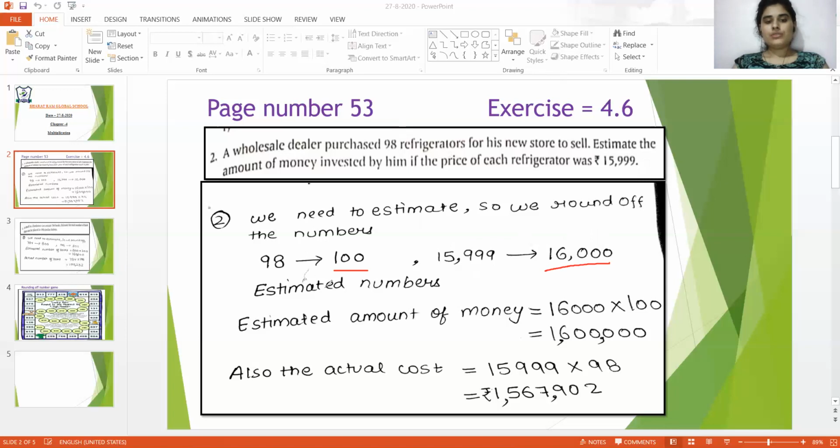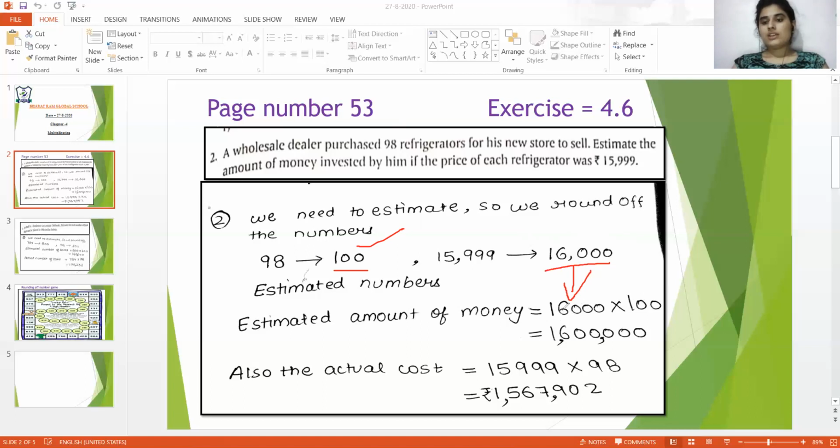Now we need to find the amount of money. So how can we do so? First, the estimated amount of money: we will write only the rounded numbers. First we will write the bigger number 16,000, then the smaller number 100. Whenever we need to multiply two numbers which have zeros, what we will do is first highlight the zeros.